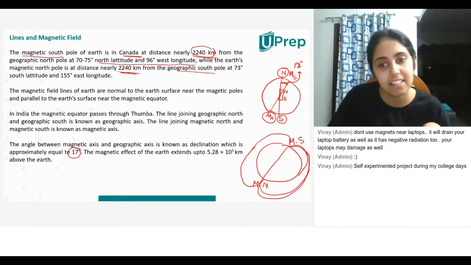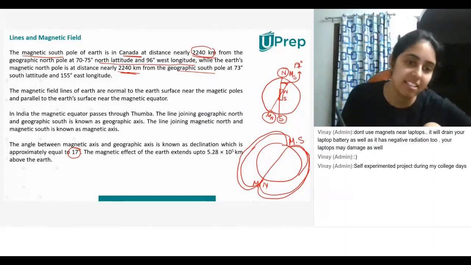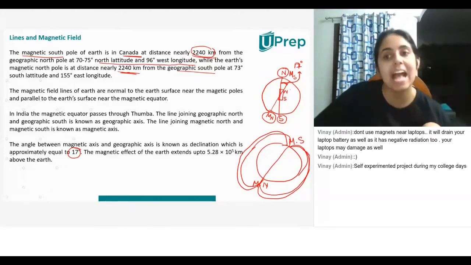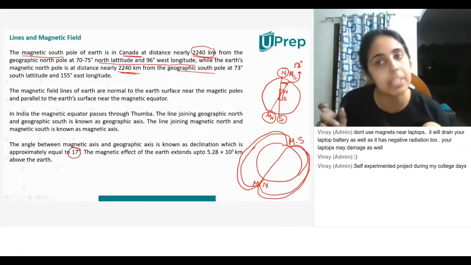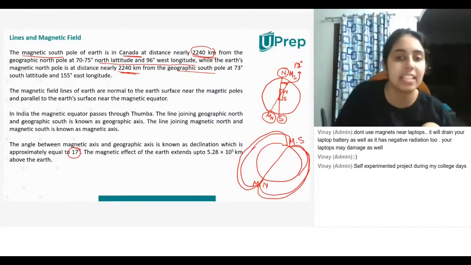Ma'am, you were telling something about the axis of geographical north and south and magnetic properties, right? Yes. So I missed that. Can you repeat it? I got disconnected. So I was saying the magnetic north and south is different from the geographic north and south, and the angle between the two axes is 17 degrees, and that is known as declination.